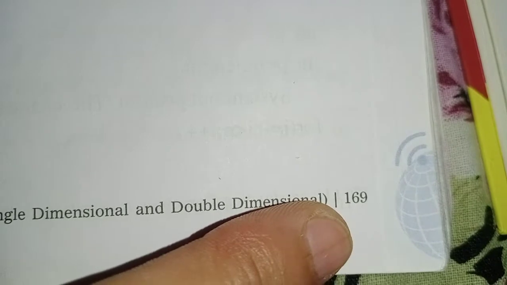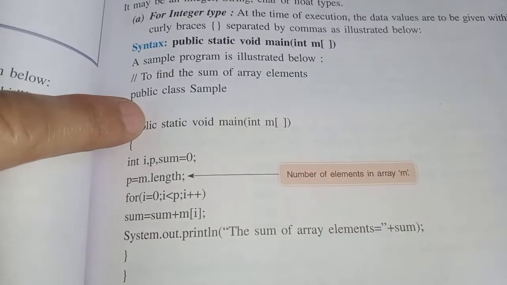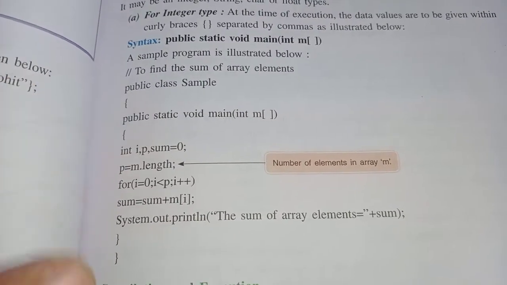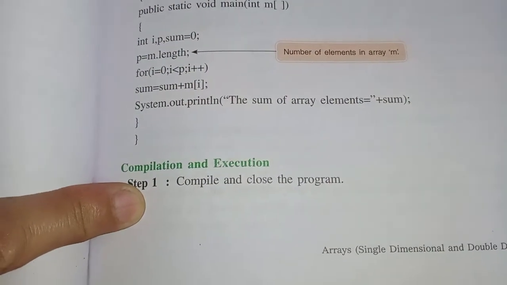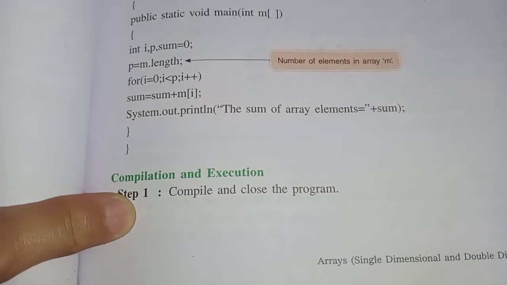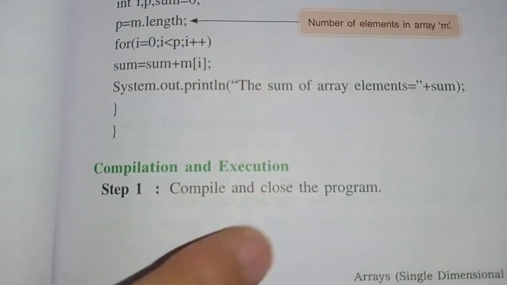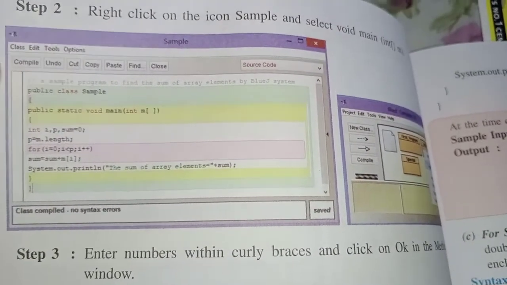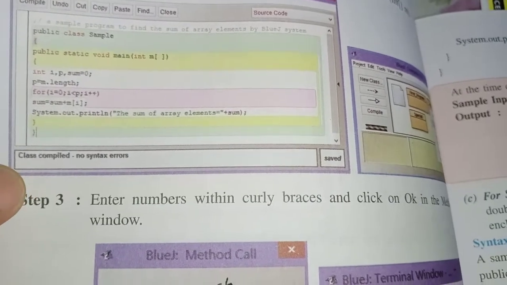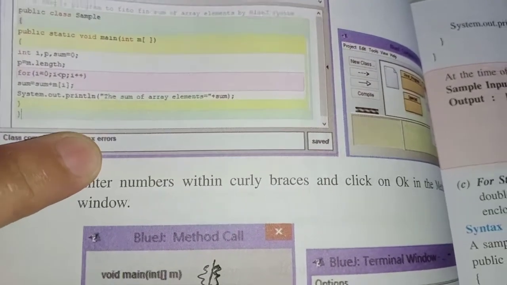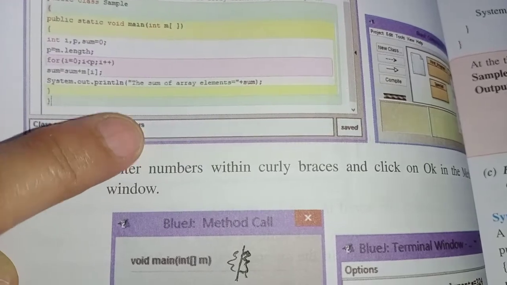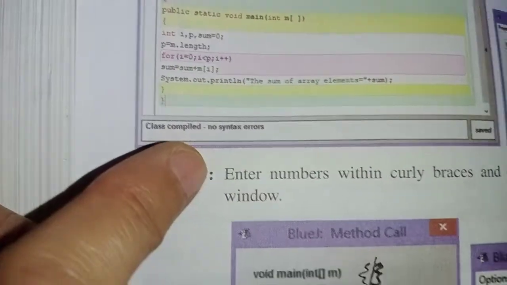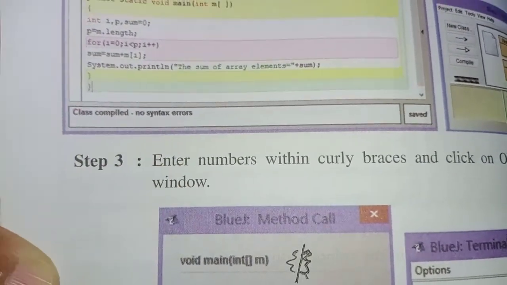Page number 169 of your book. Here the program is given. This you have to write in your copy and see the steps of how to compile and execute the program. After compilation, click on close. See here, when you click on compile, there will be one message: class compiled, no syntax errors. If there is some error, you will get the error here, then correct it and compile again. And when you get the no syntax error message again, then click on the close button.